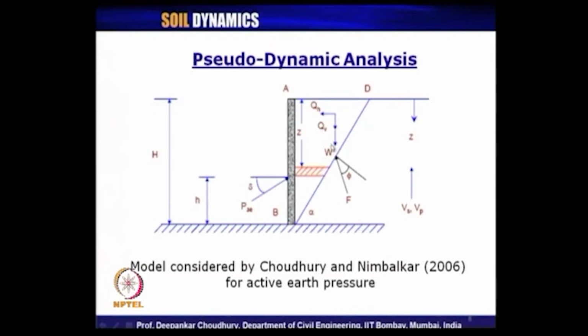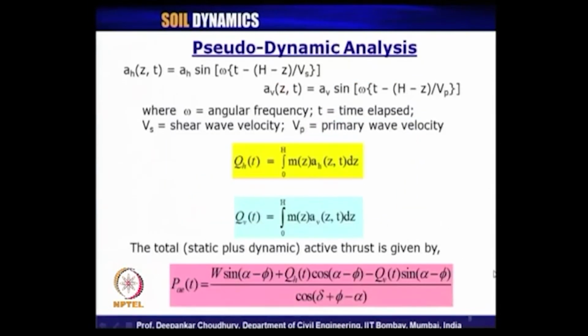Hence, instead of considering a single coefficient or single value attached to the weight of this failure zone, it is considered as an infinitesimally small element at any depth z with a thickness of dz, and on that element we consider how the accelerations in both vertical and horizontal directions create the inertia forces, and those inertia forces are further integrated over the entire height of the wall. So, these are some of the expressions for how the horizontal seismic acceleration is approximated.